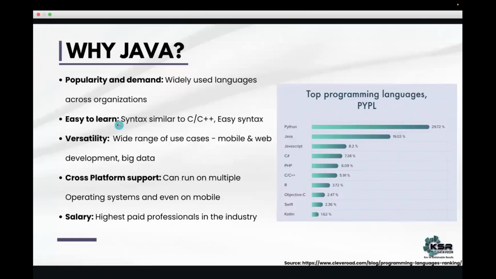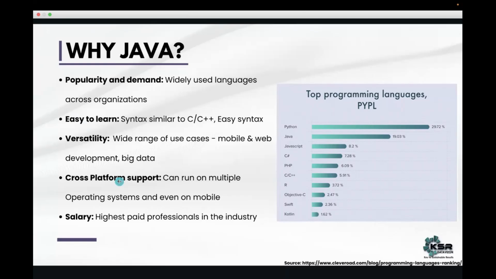Next is it's easy to learn. Its syntax is similar to C, C++, which is taught in most of the engineering colleges. Its syntax is easy to remember, easy to follow. And Java community support is also huge. If you're stuck at anything, you can just put it on community support and you will get help, or you can just type it on Google. You will find someone else has faced that issue and you can easily troubleshoot. For newcomers, it's very easy to learn. That is one reason why you have to learn Java, because it's easy to remember.